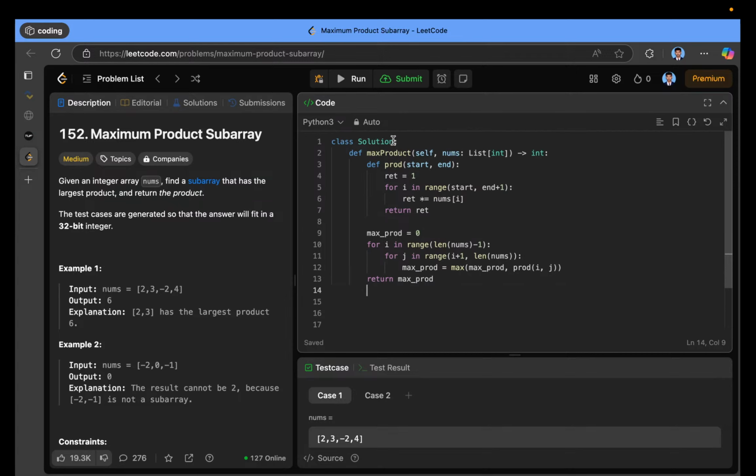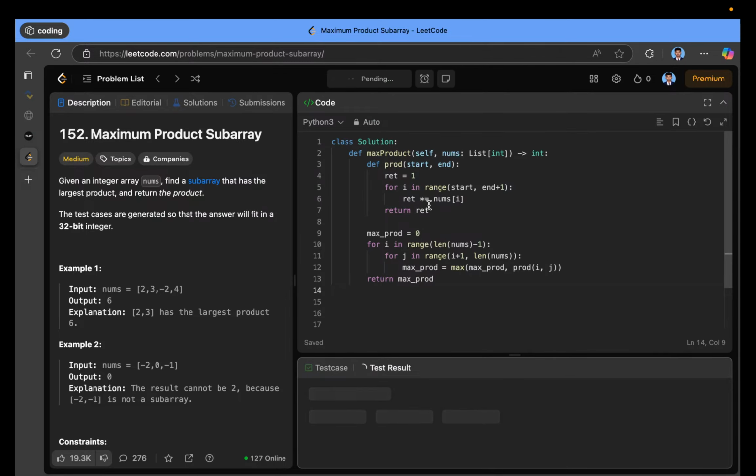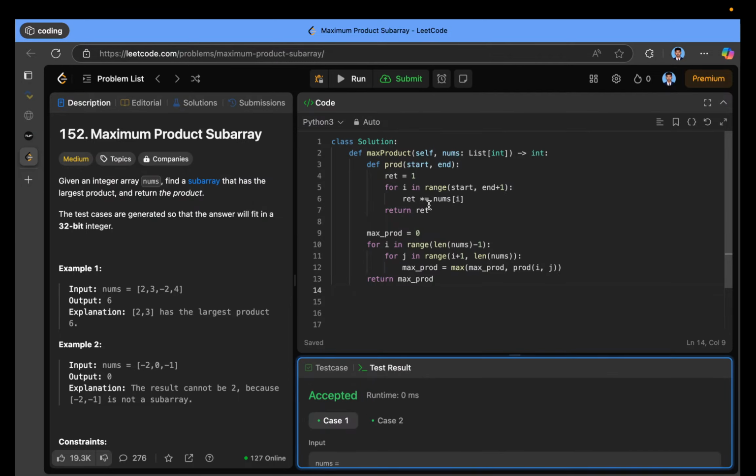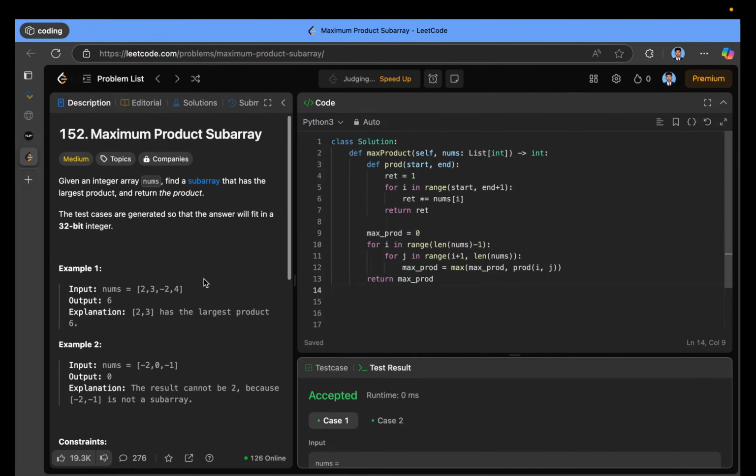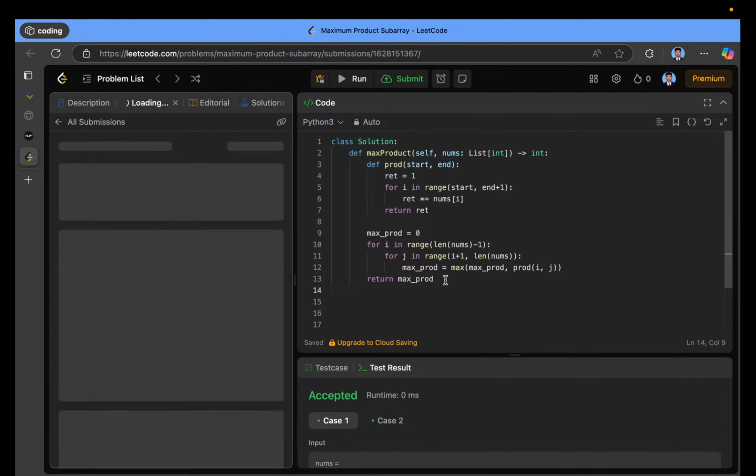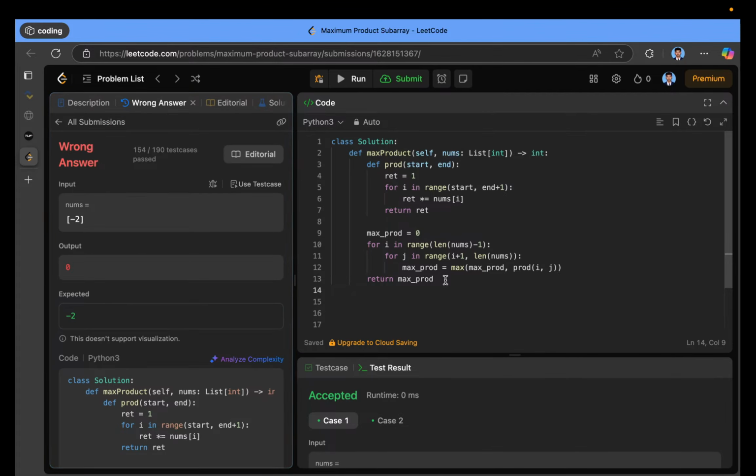Okay, let's see. Okay, that's one times 2 into 10 power 4. It may can run because 2 into 10 power 4. Wrong answer.